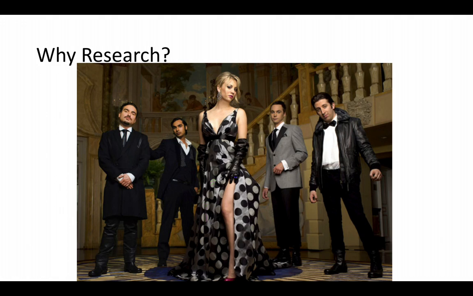So why research? Because research makes us see the world differently, from a different angle, and sometimes you will explore the beauty of the world.